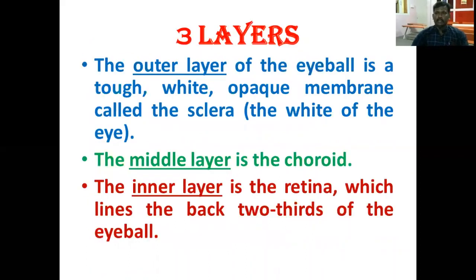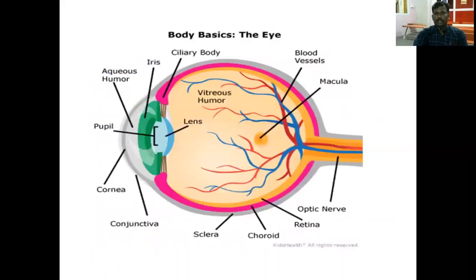In the human eye, there are 3 layers: outer layer, middle layer, and inner layer. The outer layer is called the sclera, the middle layer is called the choroid, and the inner layer is called the retina. The retina is the focusing point, and this is the structure of the human eye. There are a variety of parts, but we are going to discuss only a few, because your textbook discusses very few things. First of all, you should know the diameter of the human eye.